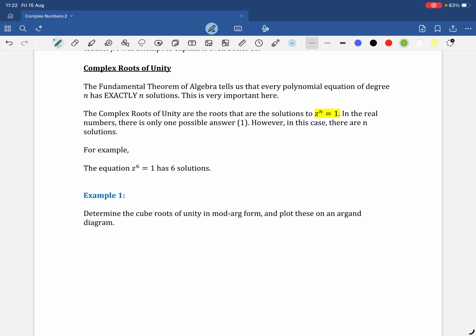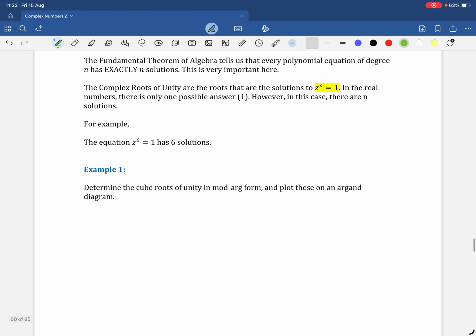But in the case of the fundamental theorem of algebra, there should be n solutions, so 1 and n minus 1 other solutions. So, example 1 says, determine the cube roots of unity. In other words, determine the solutions to the equation z to the power of 3 equals 1.